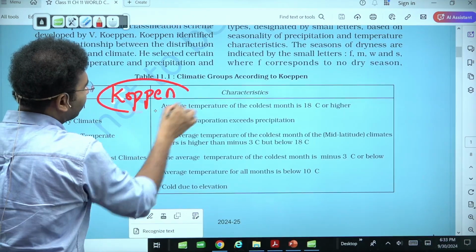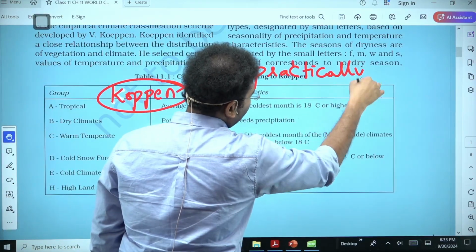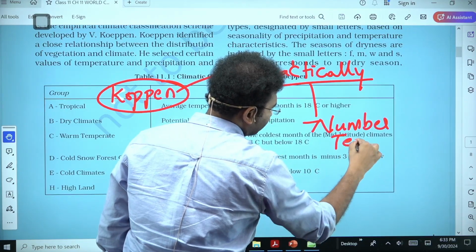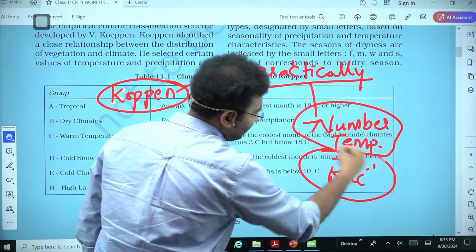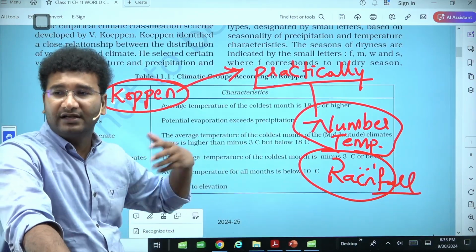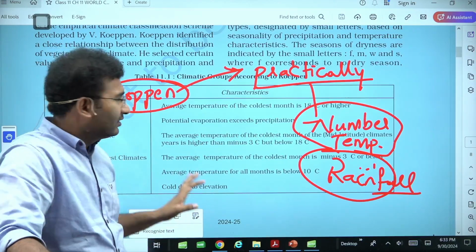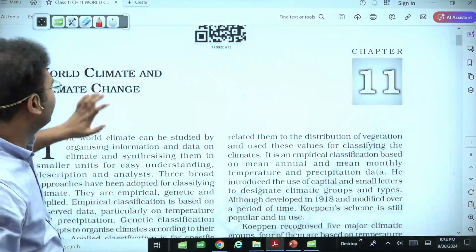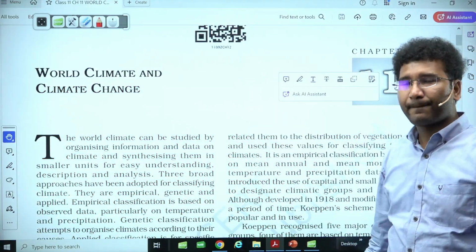who tried something practically. Okay, by taking some numbers like temperatures of rainfall and temperature values he has taken and tried to give us how the climates of the world can be divided, and he has given some names to those climates. This is what is all about the chapter, that is climate and themes of the climate, that is world climate and climate change, right?